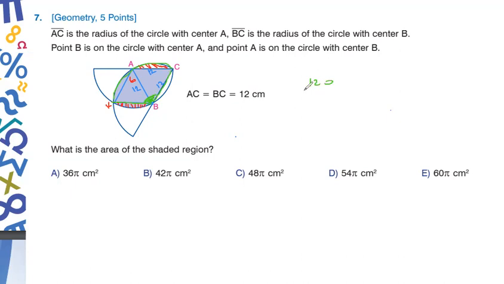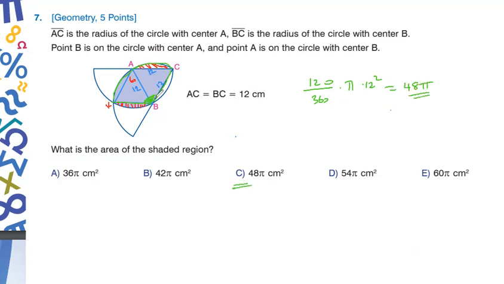So 120 over 360 is the part of the full circle, and then pi times 12 squared. And this is 1/3. If you multiply 12 squared, 144, by 1/3, you will get 48. So that should be 48 pi. And that is choice C.